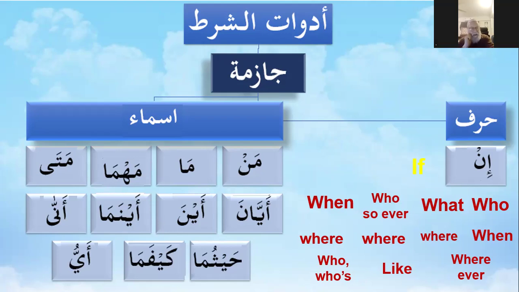So when these words come as asma shart, they make a change in the mudari'. What is that change? They remove the dhamma and place a jazm on the mudari'. Yaf'alu becomes yaf'al. Yaj'alu becomes yaj'al. So they make jazm.